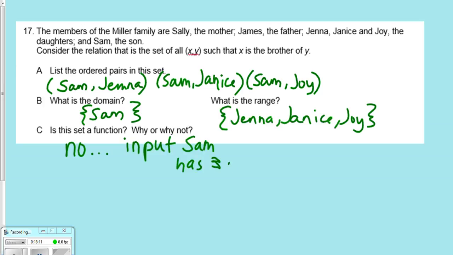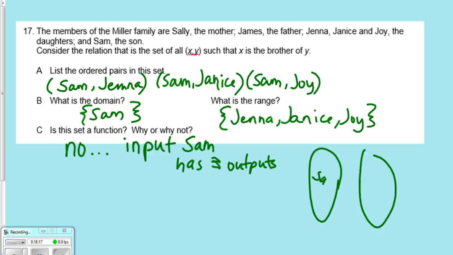And if this is kind of hard for you to picture a mapping again, okay? If we have our two bubbles here, we've got Sam on this side, he's going to be calling all three of his sisters. That's not allowed, right? And that's weird, I mean, it's kind of sad. If he has to take his sisters to prom, I feel sad for him. But we don't want that. We want every input to only have one output.